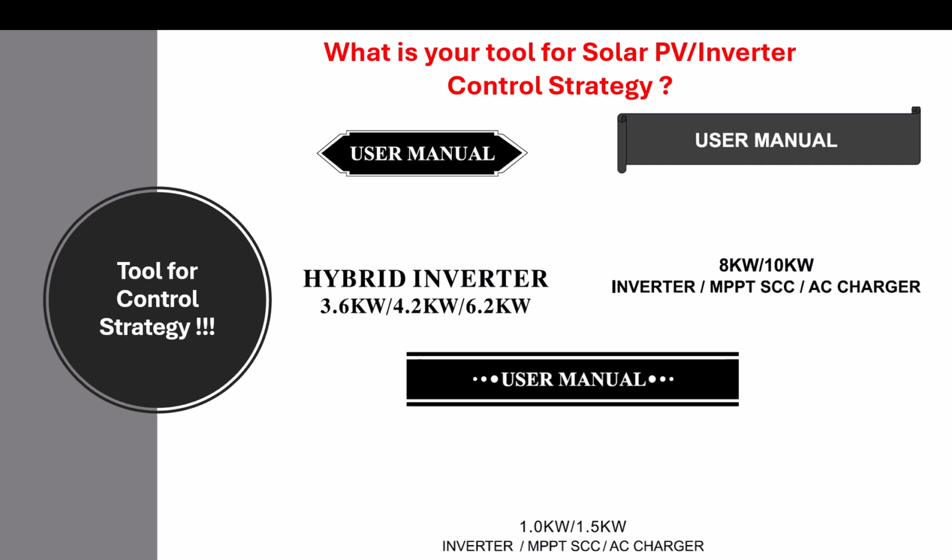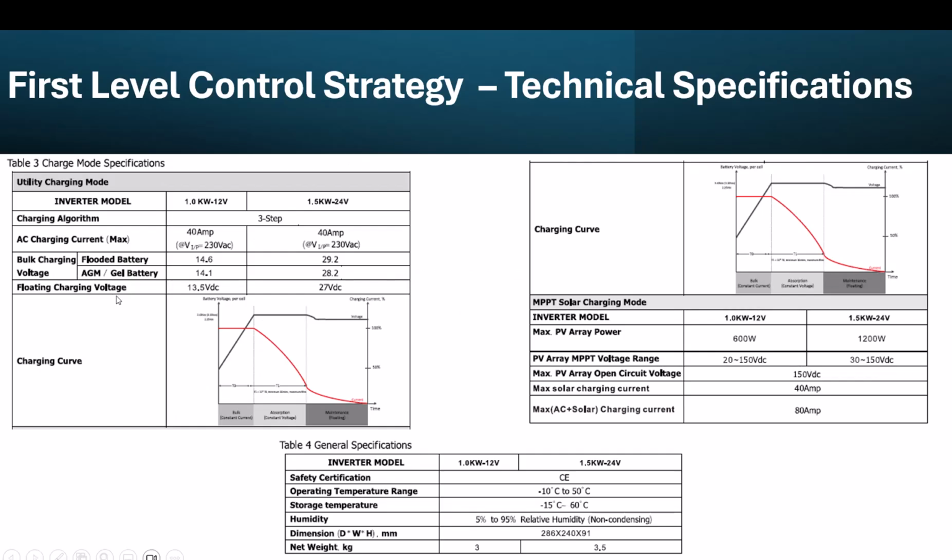If we come back again, it also gives you information on bulk charging voltages. What are the maximum that you have, if it's a flooded battery, if it's a gel battery or AGM. It also gives you information when it comes to floating charge voltage, for example. So those are some of the information.